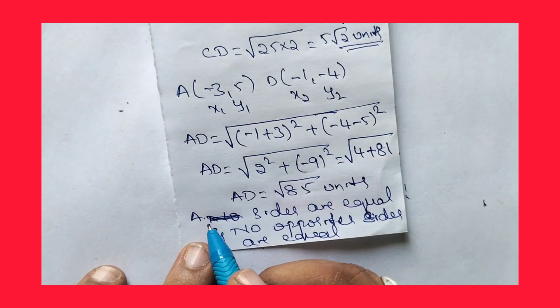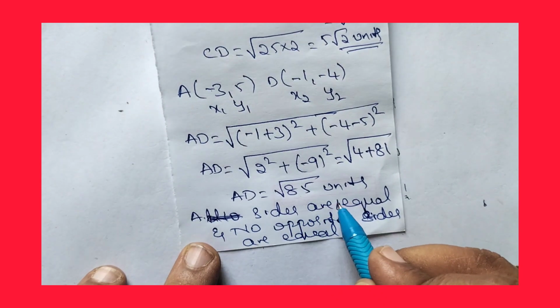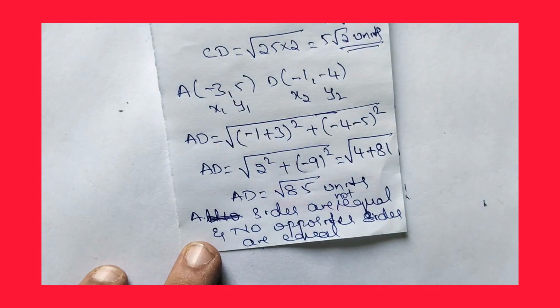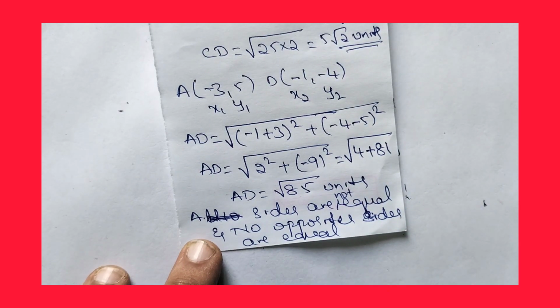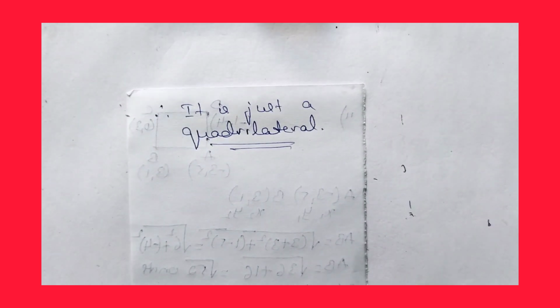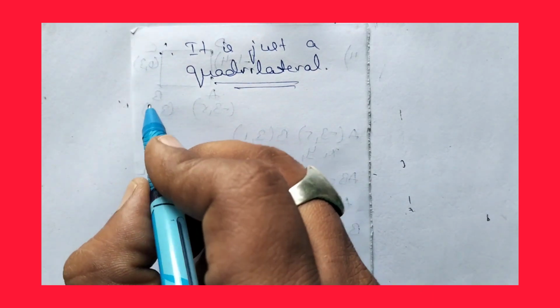So here let us put: all sides are not equal and no opposite sides are equal. Therefore, it is just a quadrilateral. So all sides are not equal and opposite sides are not equal. Therefore, no need to find out the length of the diagonal. Therefore, it is just a quadrilateral. So like this we have to solve this question.